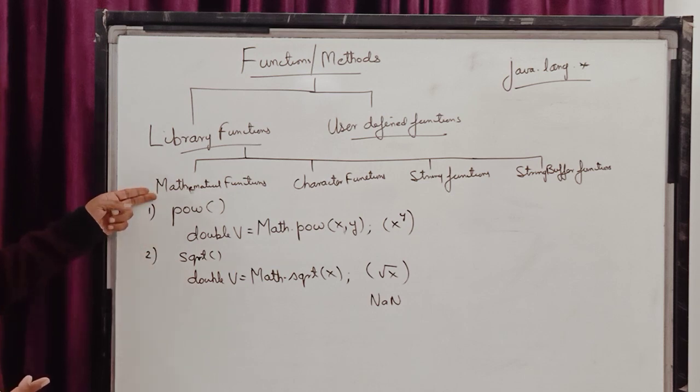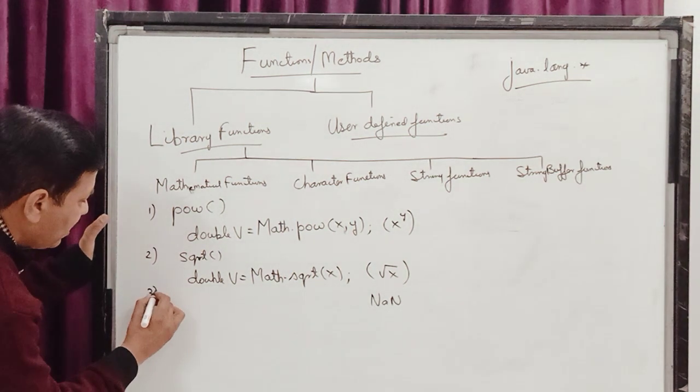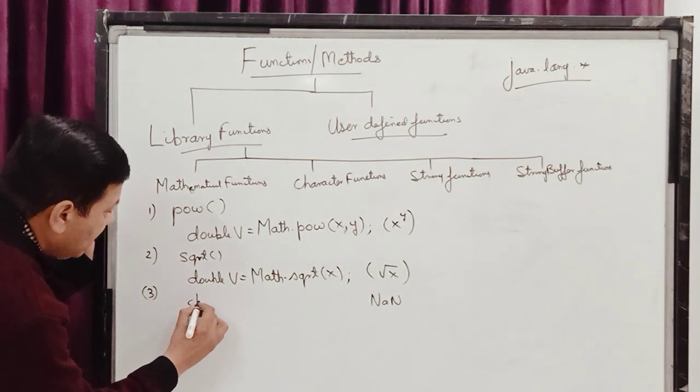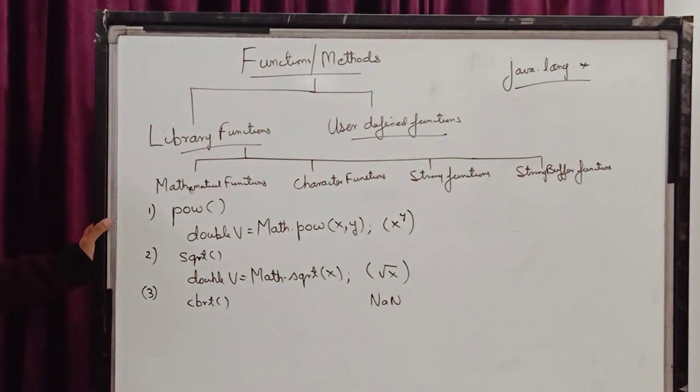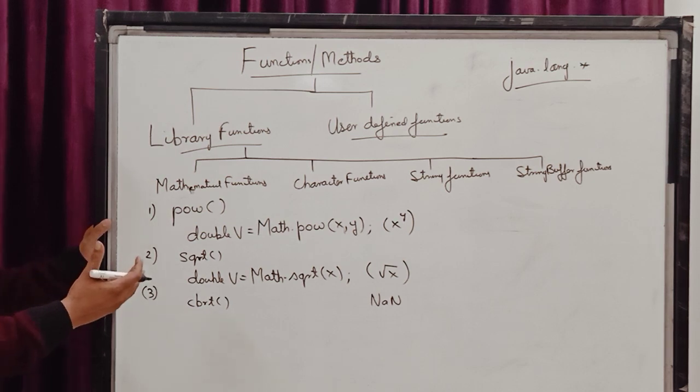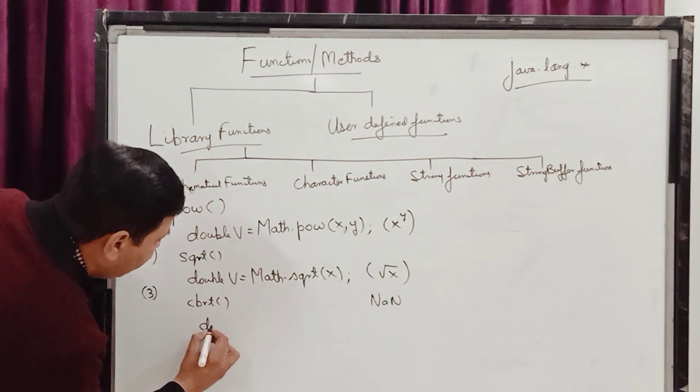So under mathematical functions, the first function we have studied is pow. The next is sqrt. The third function which I am teaching you is cbrt. This function was recently added in the syllabus. It was not there previously. This function is similar to square root, but it gives us the cube root of its argument. So it is also returning us a double value.